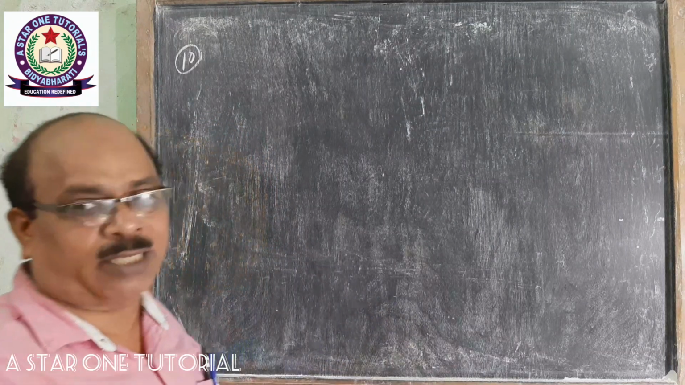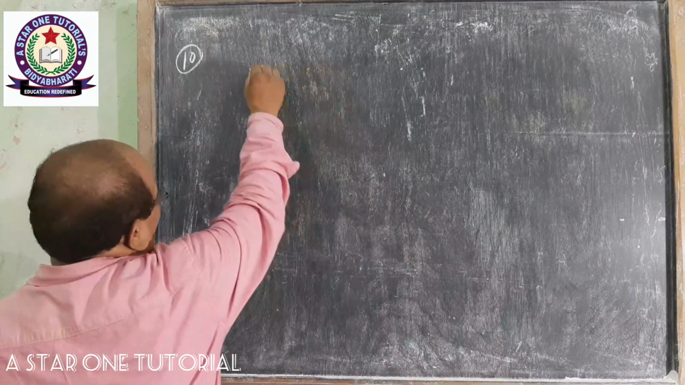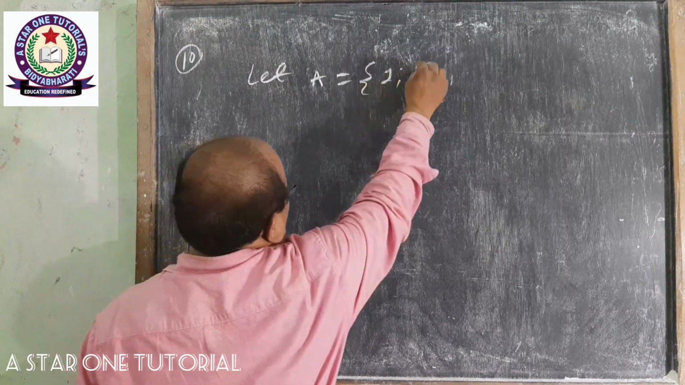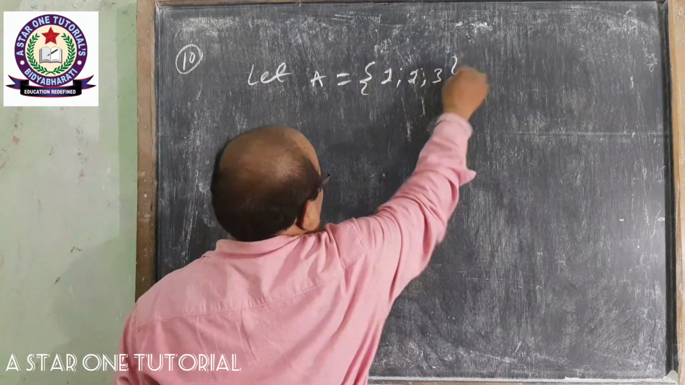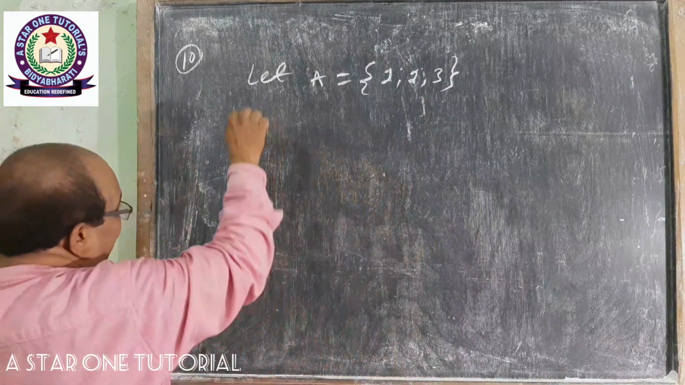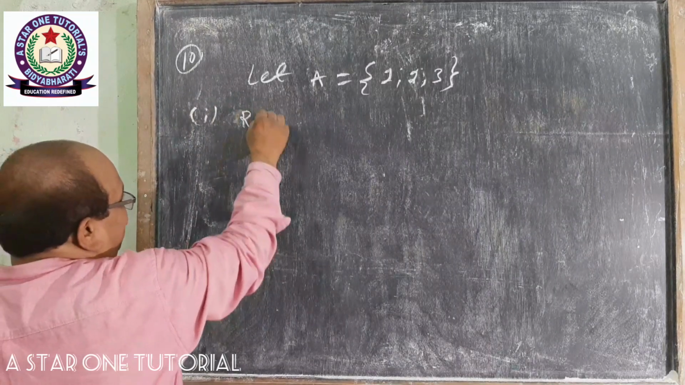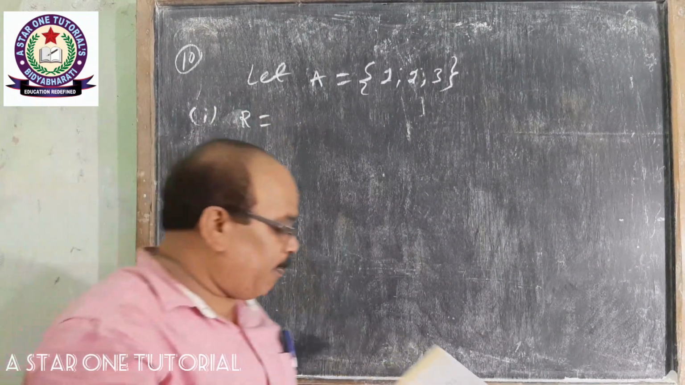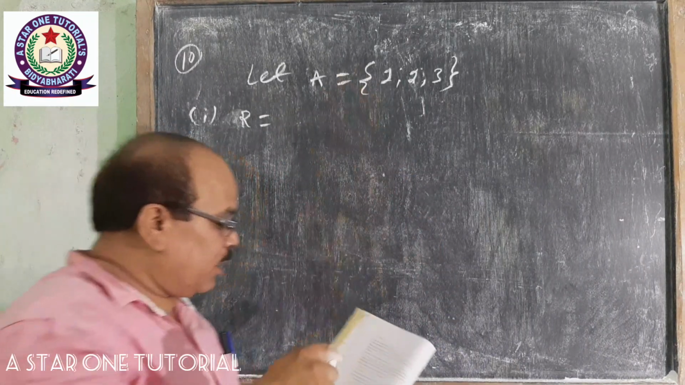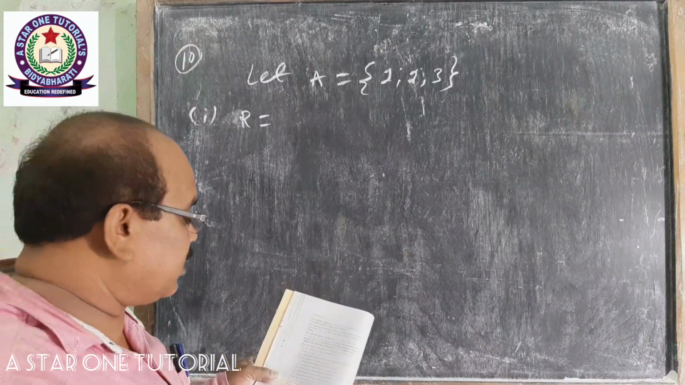For that we have to take the help of a particular set. For example, take the set A. Let the set A contain only 3 elements, 1, 2, 3. Let A equal {1, 2, 3}. Then define a relation R. First, we have to write down a relation defined on this set A which is symmetric but neither reflexive nor transitive.